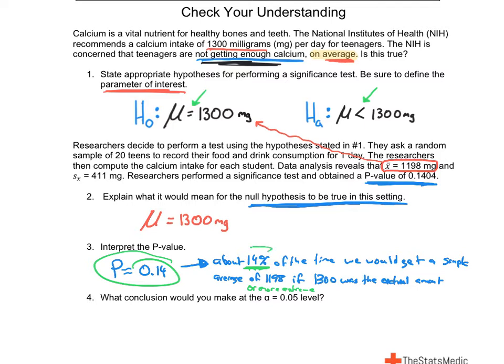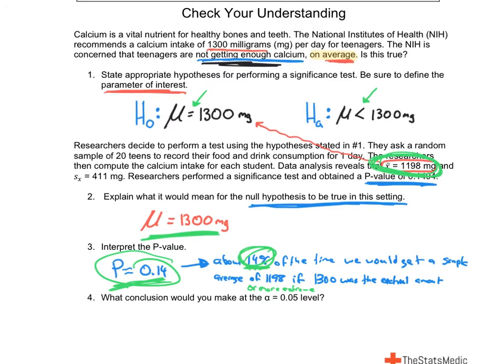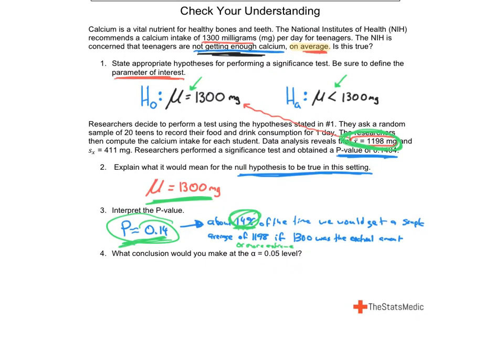So 14% is just saying that you should get an average like this, 1198, if this is actually true, 14% of the time. So it can happen by chance. It actually can. It's not as rare as you might think. So that's kind of what it means. So then, what do we do? What conclusion will we make at the alpha equals 5% level? Remember, when we said the alpha, we call this the significance level.